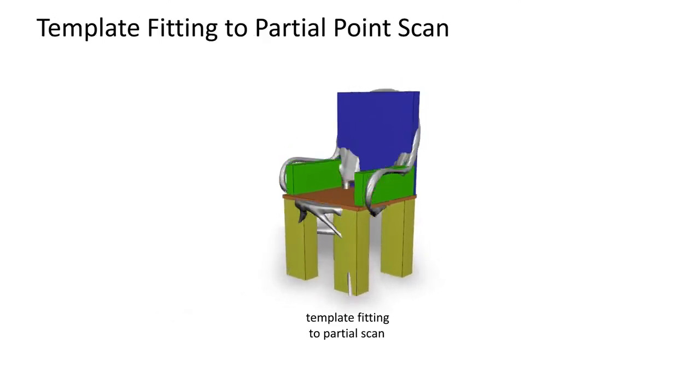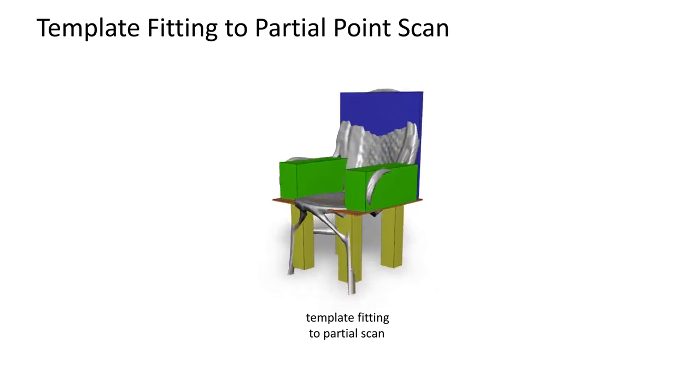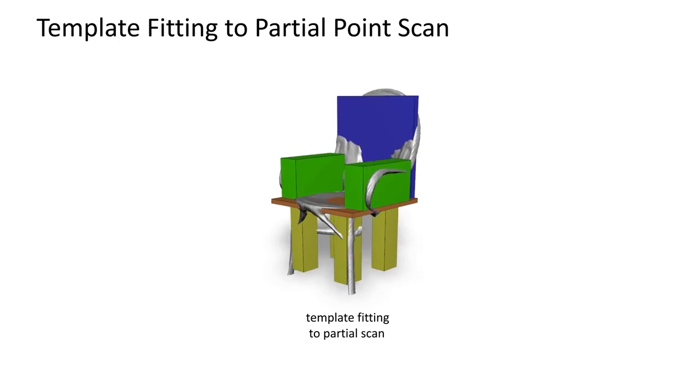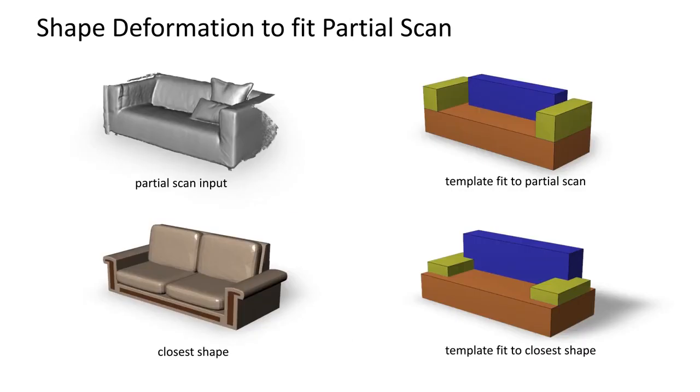The network predicts not only the right template, but also good initialization for template fitting. The optimization then fits complete templates to the partial scan. The constraints encoded in the template hallucinate the missing structure. The template fitting helps select the closest shape from the repository.